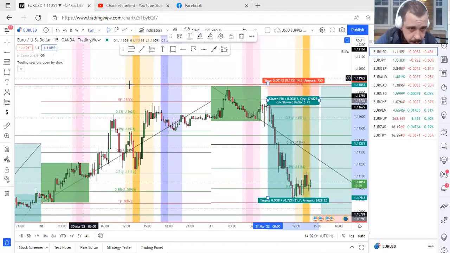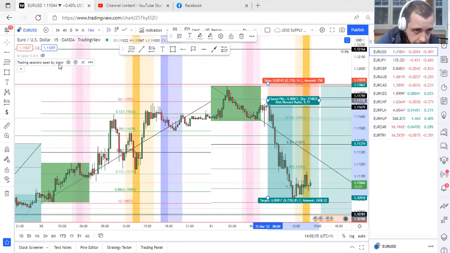So yeah, that's how I mark up from a plain chart to where I get to. And then that gives me an idea of where the best time the price moves, where the moves arise. Just gives you a better visual of the hours of the day. In fact, let me just show you, this indicator I use here to give me the trading sessions is Trading Sessions Open by Shoxy.